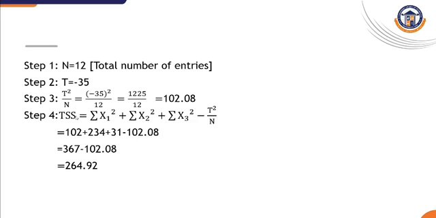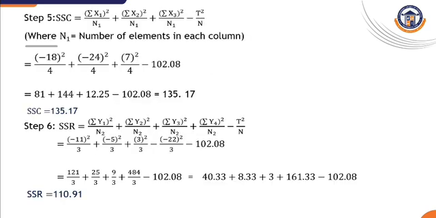This is our observation, total sum of squares. The formula, we know, is summation of x1 square plus summation of x2 square plus summation of x3 square minus the correction factor. The values we already determined: the sum of x1 square is 102, the sum of x2 square is 234, the sum of x3 square is 31, minus 102.08. We simplify this data and we get the TSS value, 264.92.